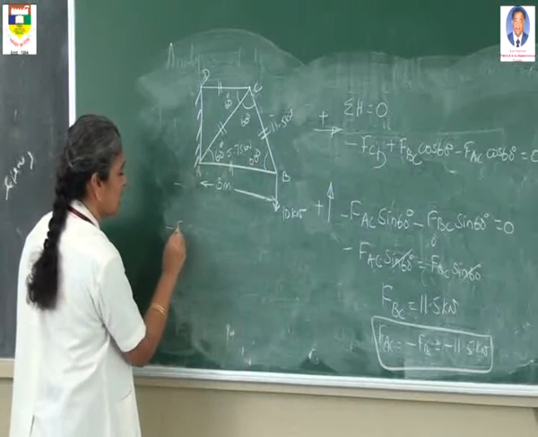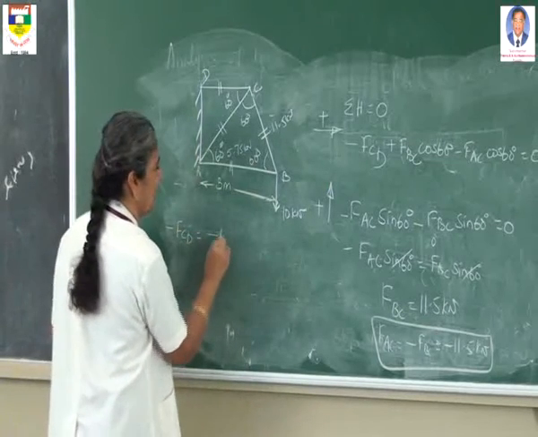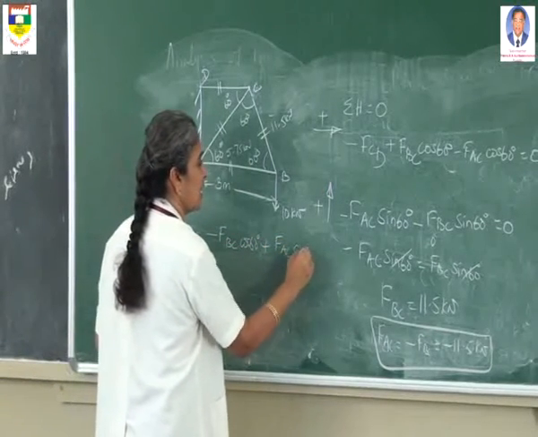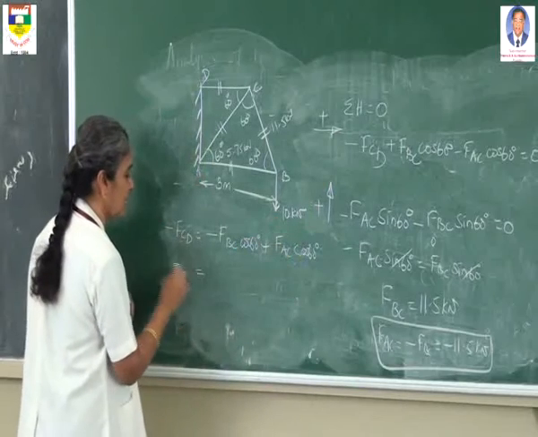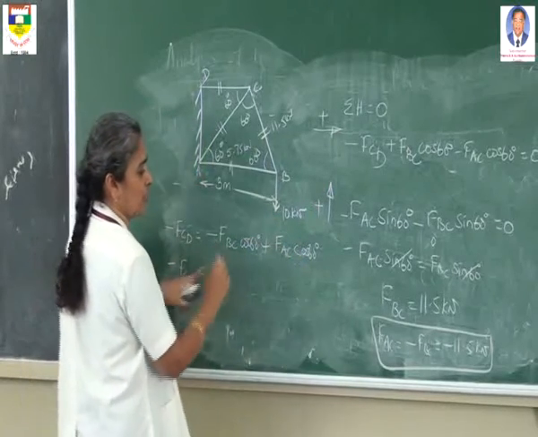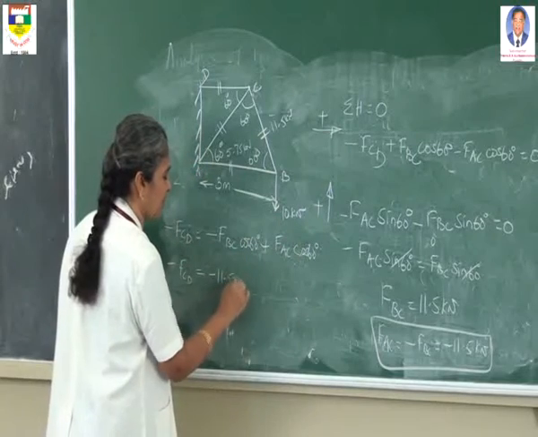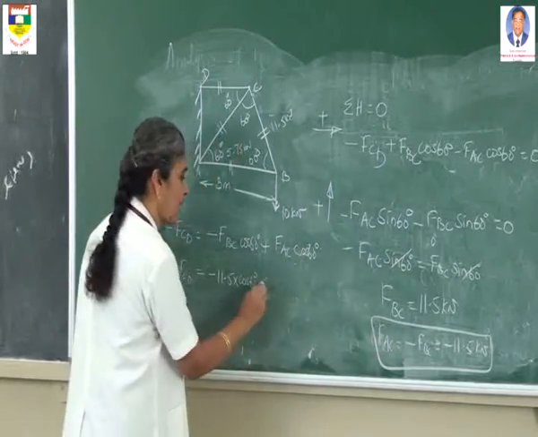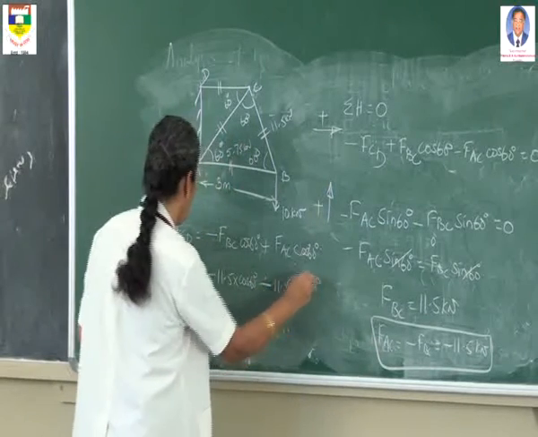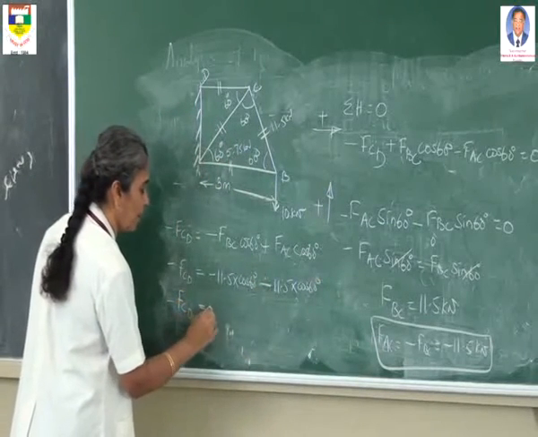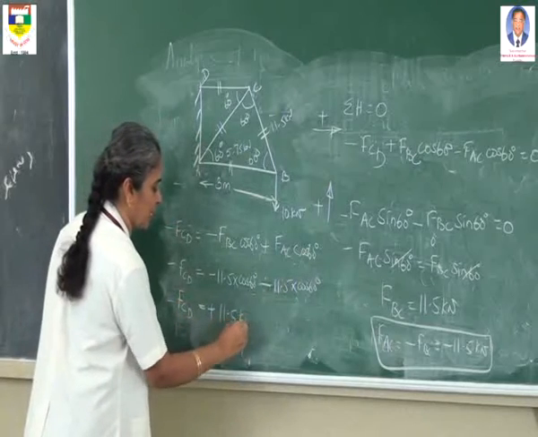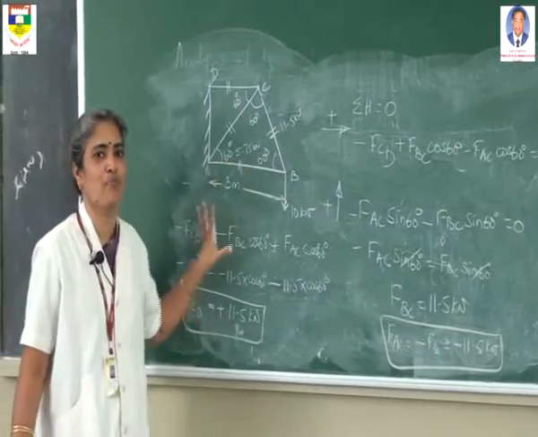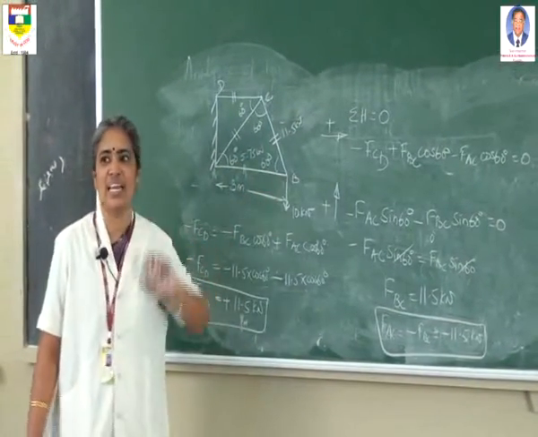Now apply minus FCD equal to minus FBC cos 60 plus FAC cos 60. So you are getting minus FCD equal to, you are substituting FBC is minus 11.5 into cos 60 plus FAC is minus 11.5, so again minus 11.5 into cos 60. So finally you are getting FCD equal to plus 11.5 kilonewton. Adding these two, you will get 11.5 kilonewton. So all the four member forces are determined without determining the reaction components.